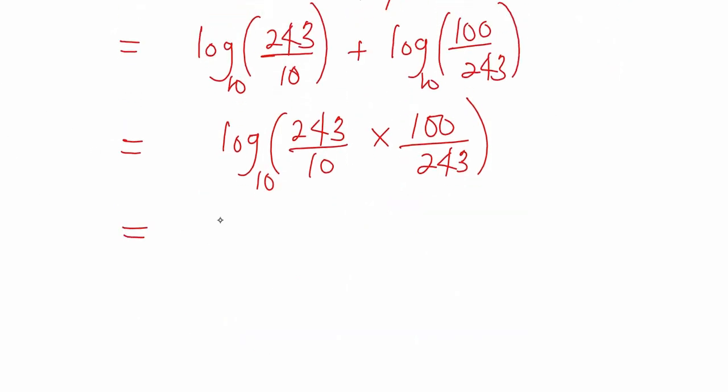Having known this, we can see that our logarithm to the base 10 can be simplified as, now 243 cancels 243, and 10 cancels itself 1 and goes into 100 10 times. So at the end we have logarithm of 10 here. Now logarithm of a number to the same base gives us 1. That is, logarithm of 10 to the base 10 is 1. So our solution to this question is 1. Now let's try the next example.